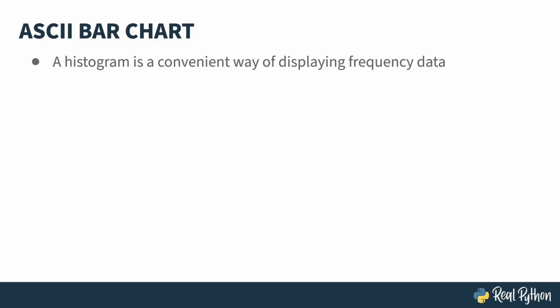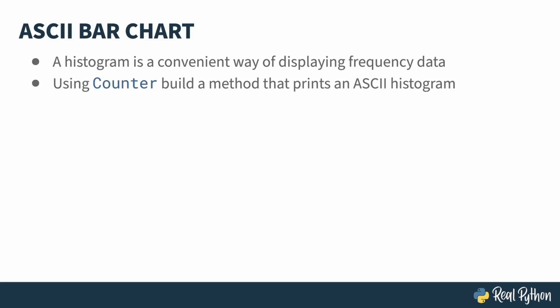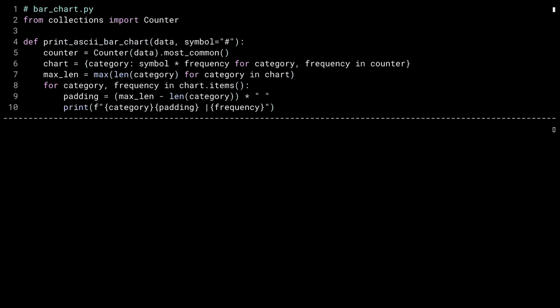A histogram is a bar chart that shows the frequency of data. The counter class is all about frequency, so let's build a chart printing function. If you want to build a simple ASCII bar chart, you're going to need to evaluate the frequency of things to be graphed. Of course, the Python counter can help with this nicely. The key part of the function here is line 5, where a counter is created based on the data passed in. The most common method is called directly and stored. Remember that this returns a list of tuples ordered by frequency. The rest of the code is presentation.